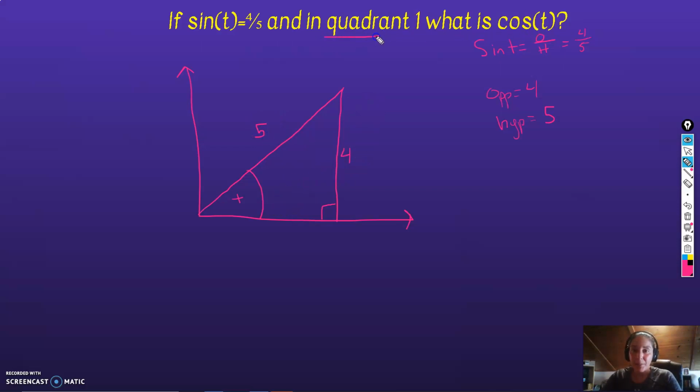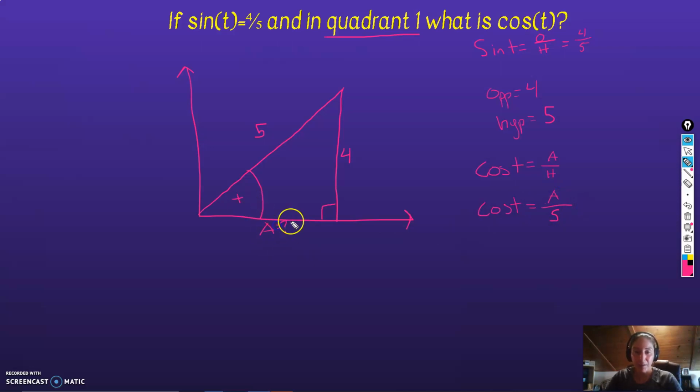And quadrant 1 is important because in quadrant 1, both x and y are positive. So we know all of these guys are positive. So that's going to be positive, that's going to be positive. That's why quadrant 1 is important here. So what is cosine of t? Cosine of t is equal to adjacent over hypotenuse. All right, we have the hypotenuse. So we know cosine t is going to be the adjacent side over 5. So here's the adjacent side, the side next to t.